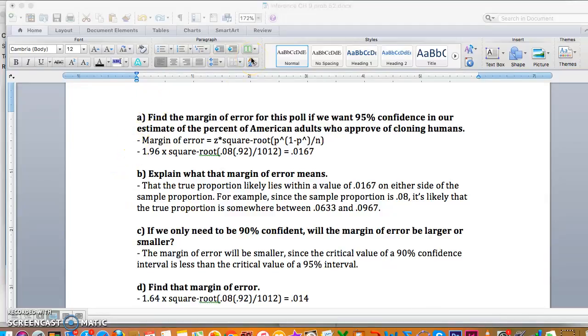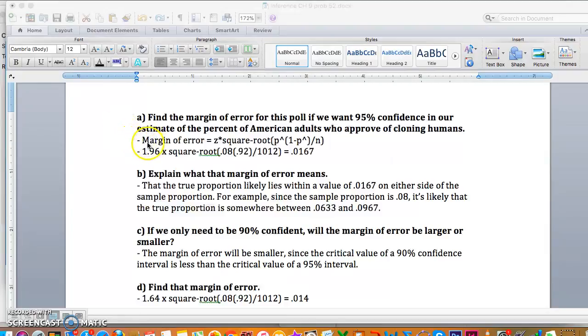Now, this is trying to find inference for a single proportion. This is taken from Chapter 9, it's problem 52. Part A says, find the margin of error for this poll if we want 95% confidence in our estimate of the percentage of American adults who approve of cloning humans. Now, according to the problem, that percentage is 8% or a proportion of 0.08.